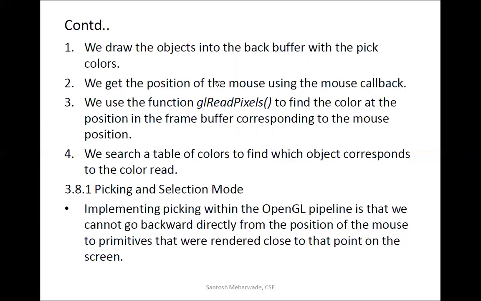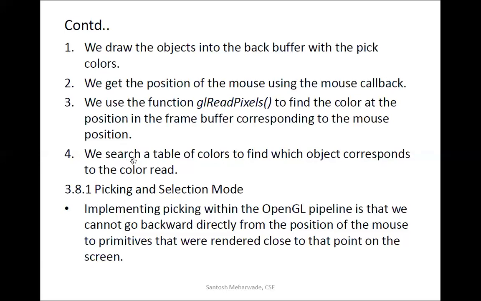Then we get the position of the mouse using the mouse callback function. If you want the position, we can go for the mouse callback function, that is glutMouseFunc. We use the function glReadPixels to find the color at the positions in the frame buffer corresponding to the mouse positions. So whenever we place the mouse on the particular frame buffer, meaning in the display, it is going to call the read pixels function, and it is going to read the color of that particular region.